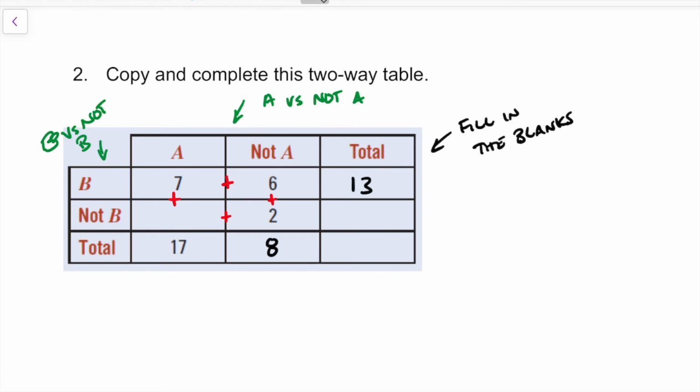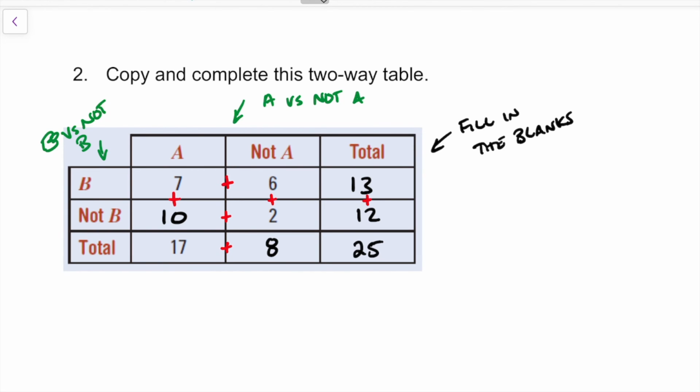The 7 plus something equals 17. Well, we just work backwards and we take that 7 from the 17. That gives us 10. Then we can go to 10 plus the 2. Well, that's going to be 12. And now we can add up our total column and our total row to find out the total there. So 13 plus 12, well, that's 25. 17 plus 8, that again happens to be 25. So there we have it.